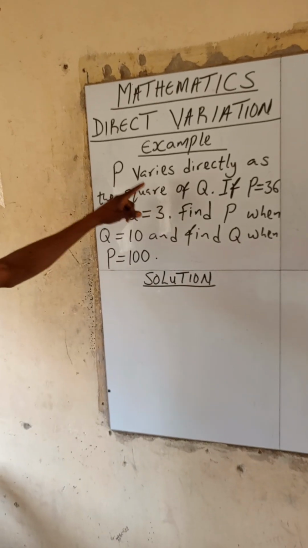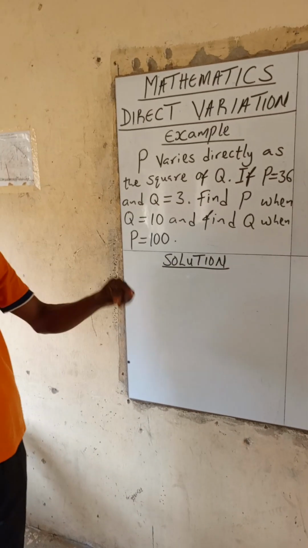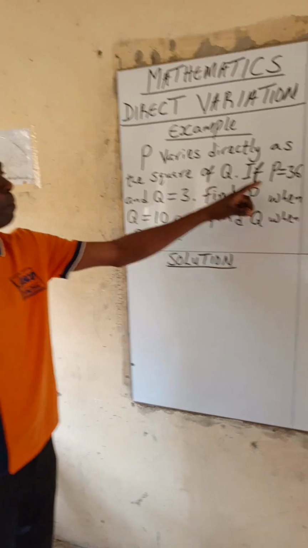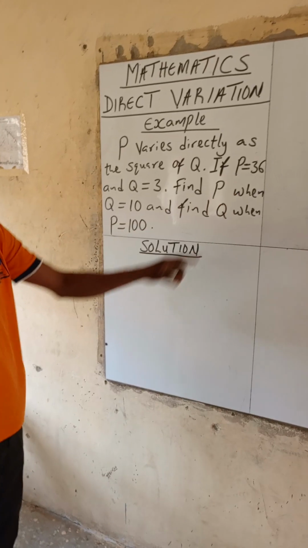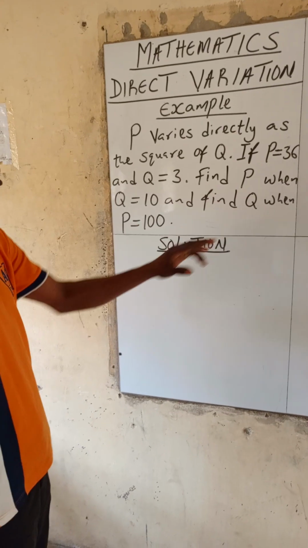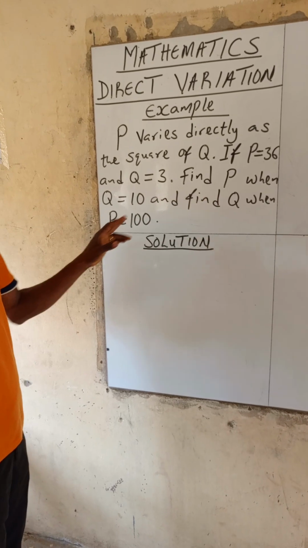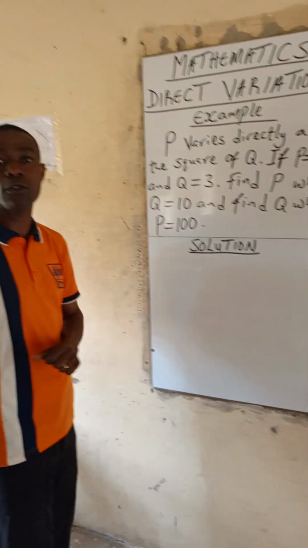This question says, P varies directly as the square of Q. If P equals 36 and Q equals 3, find P when Q equals 10 and find Q when P equals 100.